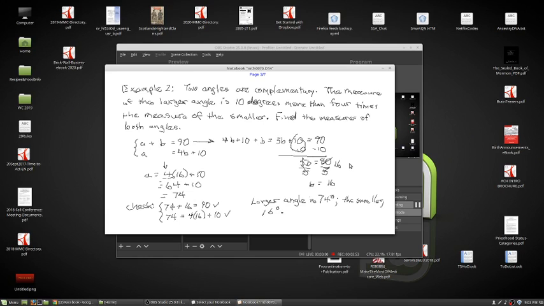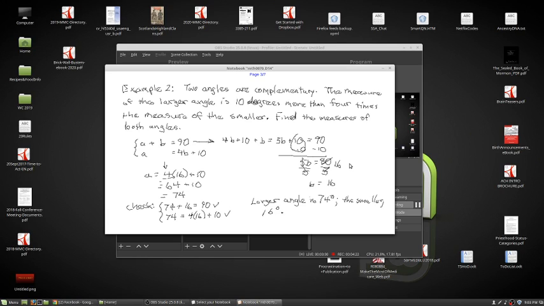Our second example involves angles from geometry. Two angles are complementary. That means that the sum of their measures is 90 degrees. The measure of the larger angle is 10 degrees more than 4 times the measure of the smaller one. Find the measures of both angles.